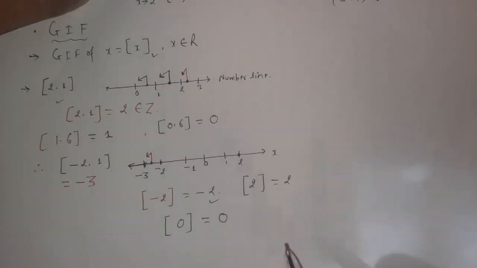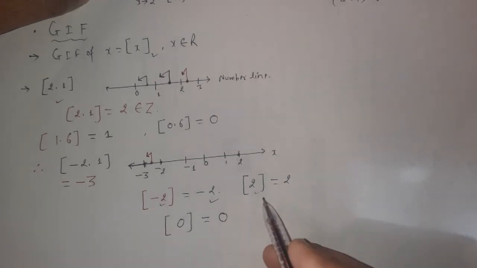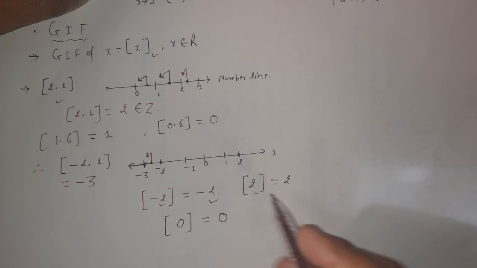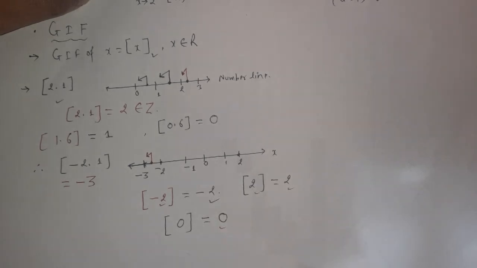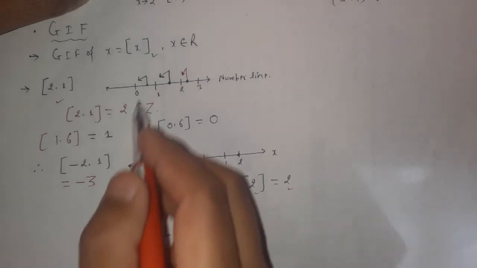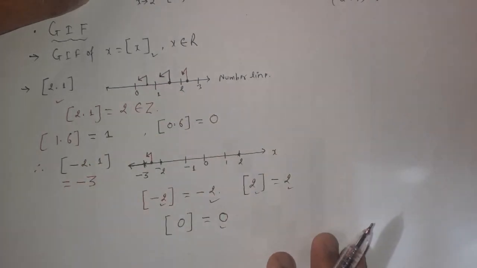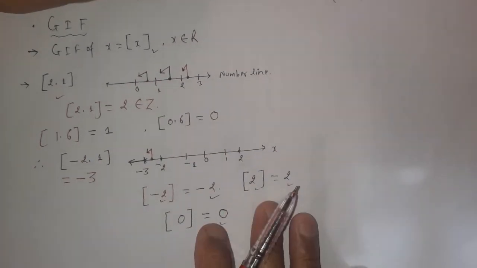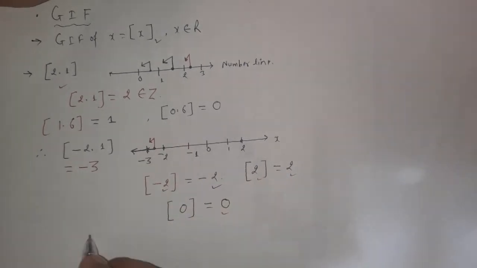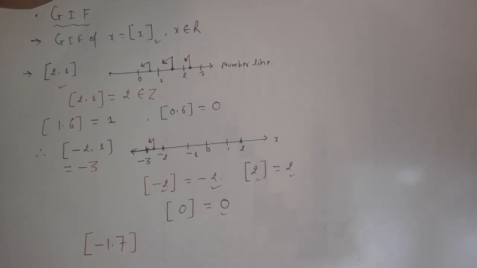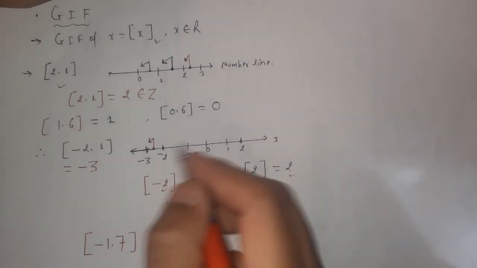And remember the point: while calculating the greatest integer of any number, if the number is an integer, then the greatest integer of that number is the number itself. And if the number is other than an integer, then this is the way of calculating the greatest integer of that number. Let's do more about the greatest integer. The greatest integer of negative 1.7. Let's calculate the greatest integer of negative 1.7 from this number line.